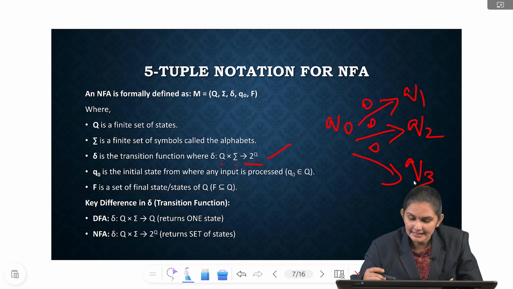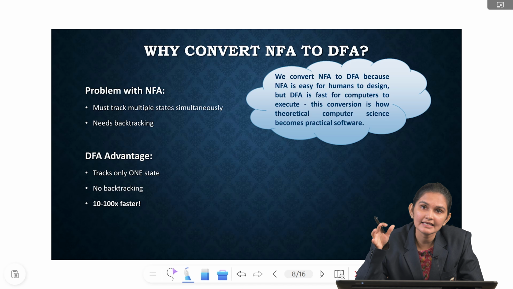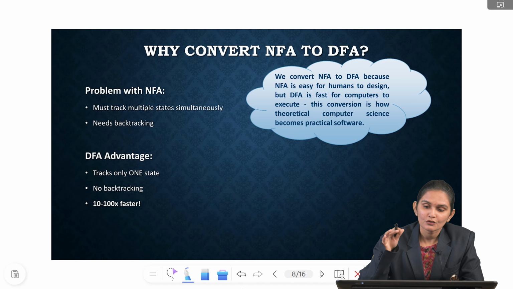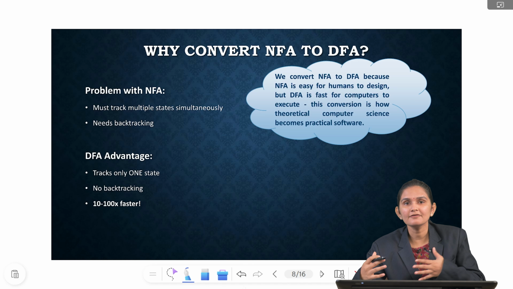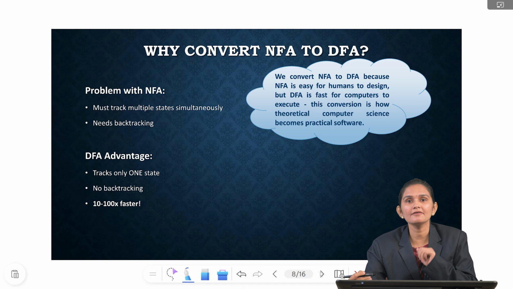But why we have NFA and DFA is, NFA is easier to design, but DFA is easier to implement in code. So for we humans, NFA is more feasible, but for the computer, DFA is easier and more understandable.